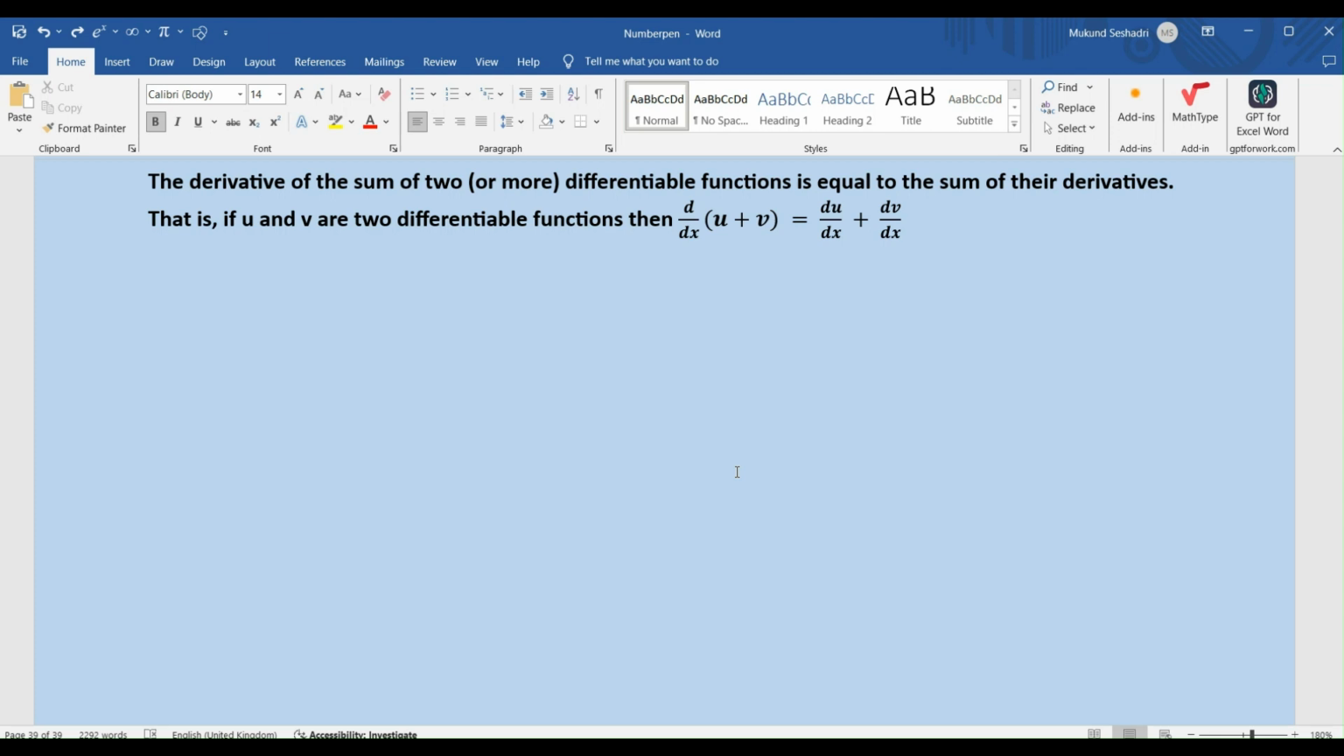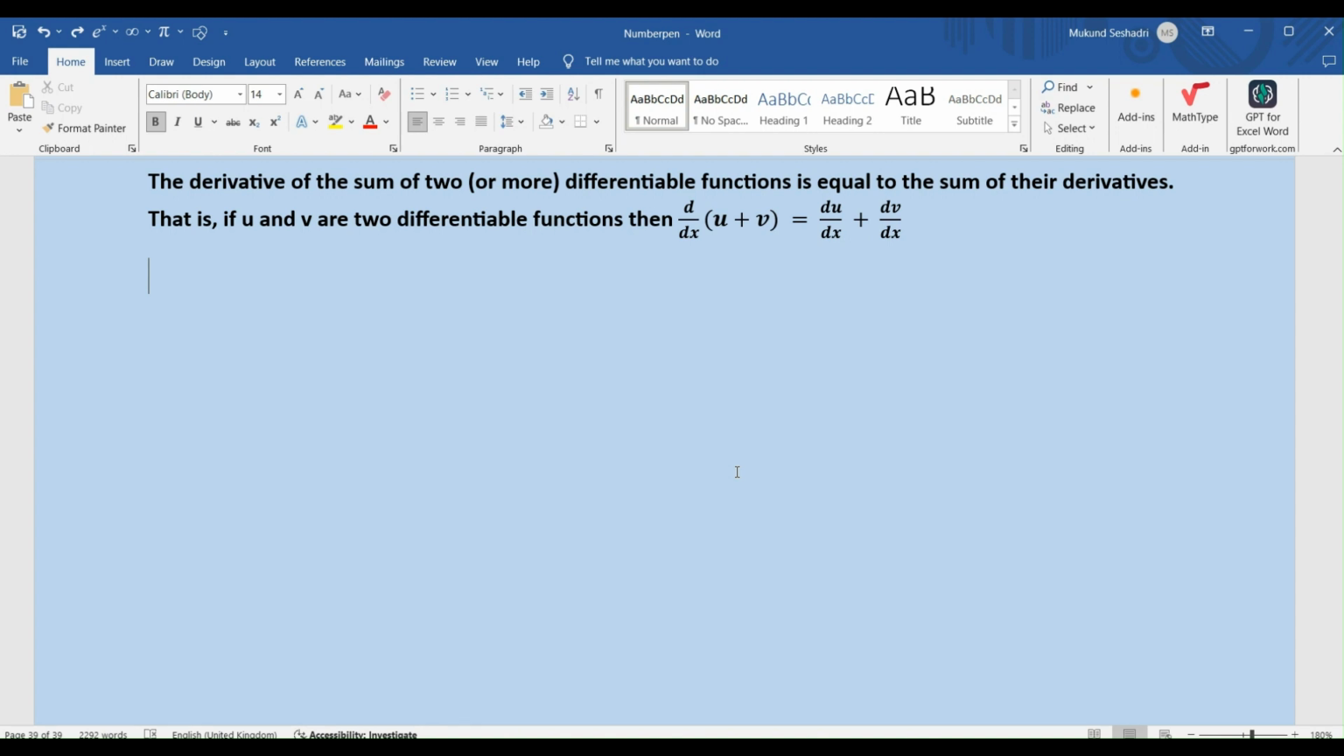So today we are going to look at a few rules around the algebra of differentiable functions, right? So the first rule is what we have on our screen. The derivative of the sum of two or more differentiable functions is equal to the sum of their derivatives. That is, if u and v are two differentiable functions, then d by dx of u plus v equals du by dx plus dv by dx, right?